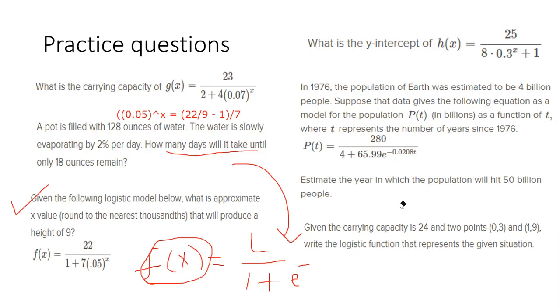Okay? I think even 1 is enough, because we are given the value of x, the value of y, and the value of L. So even one of them is enough to find out the value of k. Write the logistic function. You just have to find out the value of k. This y is 3, right? That is f of x. Okay, you have to use, I think, this point 1,9. You can use both.